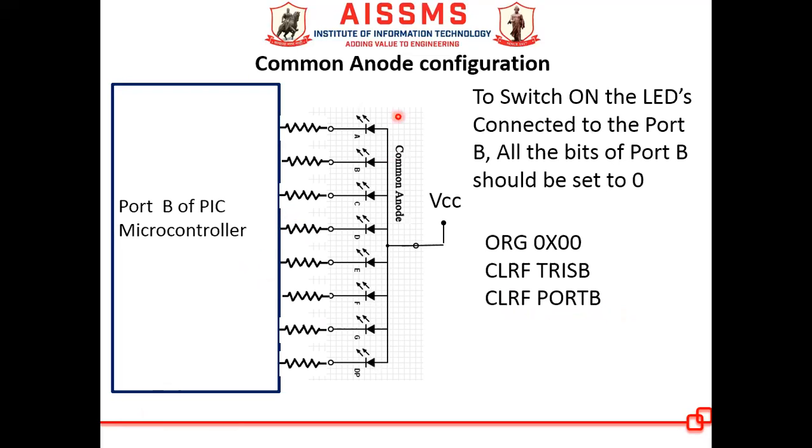Now this is a common anode configuration, and as we can see, the anodes of all the LEDs are connected together and tied to plus VCC. Now to switch on the LED, the bits of port B need to be made equal to 0 so that the LED is forward biased and the LED will start glowing in that case. Resistors are used again for limiting the current through the LED.